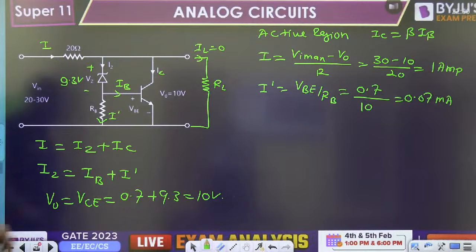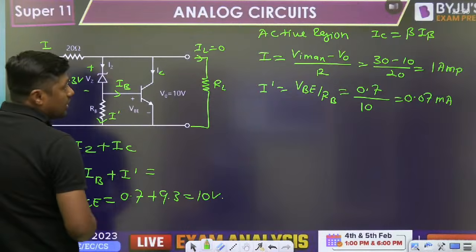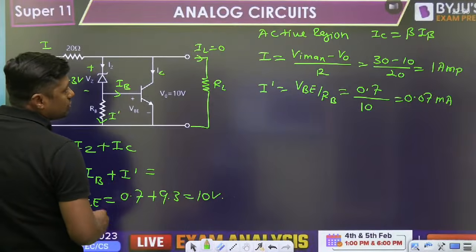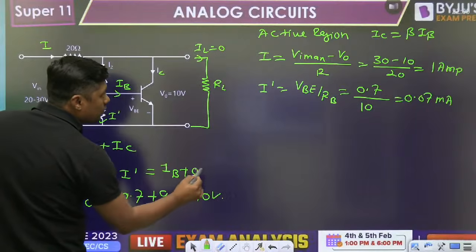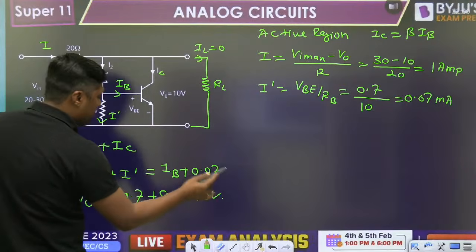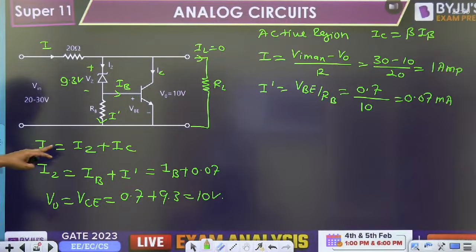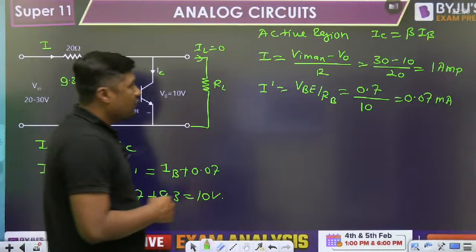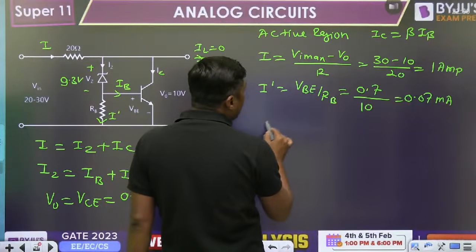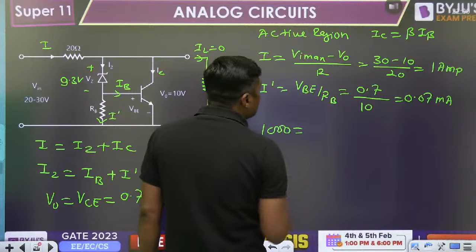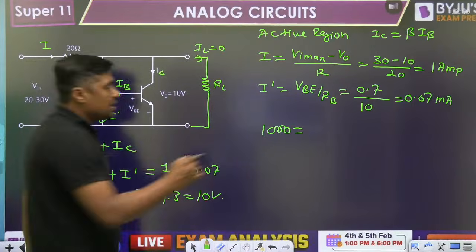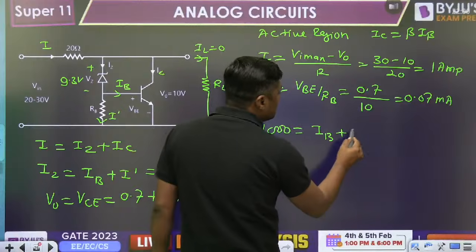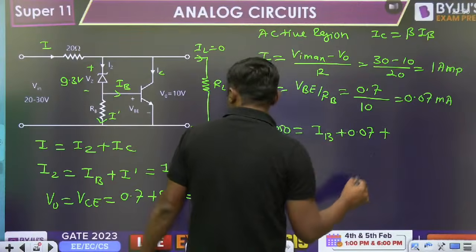Then you have the formula, right? IZ will become IB plus 0.07 milliampere. Now what is the I? I is 1 ampere. Remember, 1 ampere means 1000 milliampere. So I, that is 1000 milliampere, equals IB plus 0.07 plus IC. What is the IC?